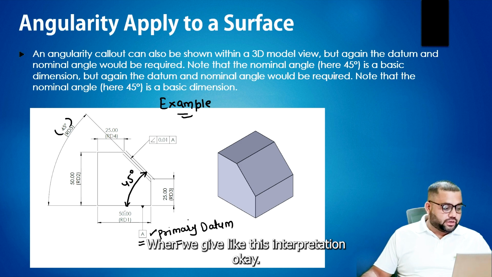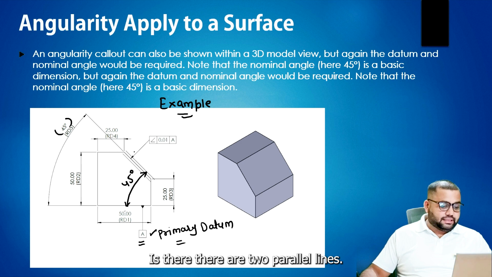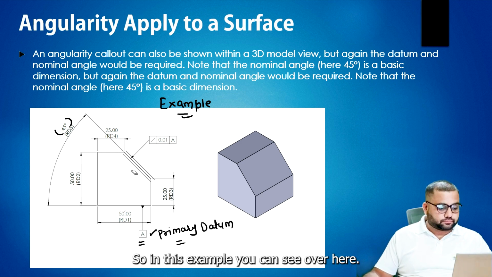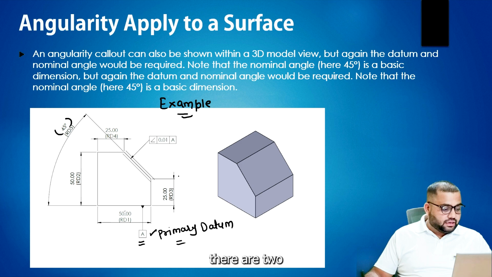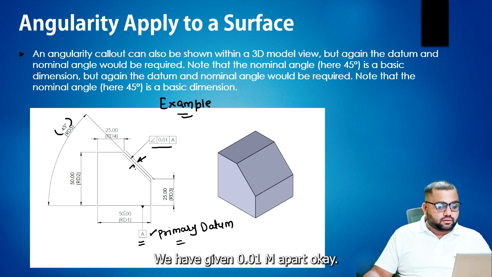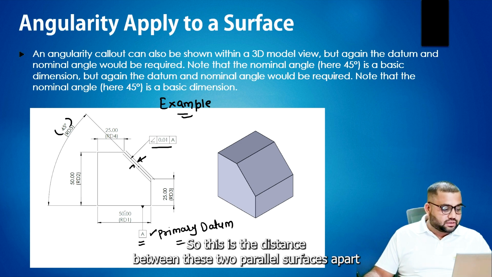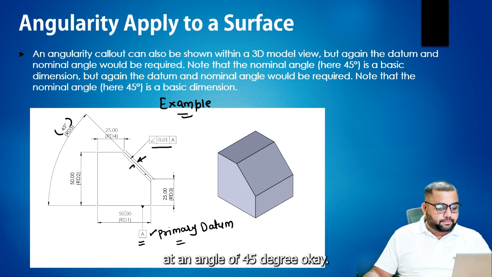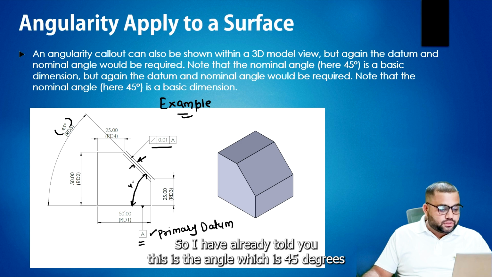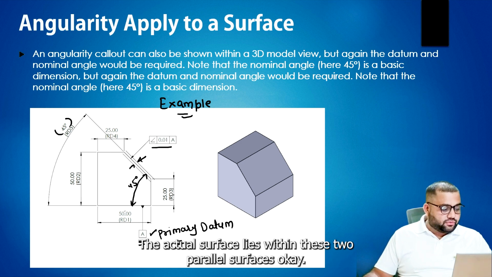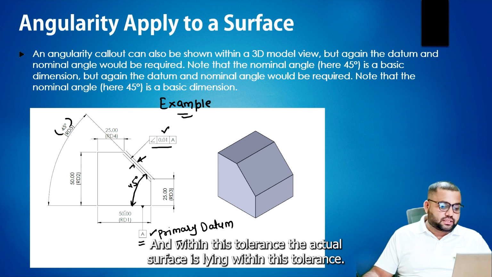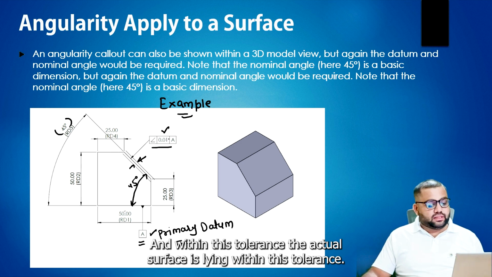Now the interpretation: there are two parallel lines in this example, this parallel line and this parallel line. There are two parallel surfaces which are 0.01 mm apart. So we have given a tolerance of 0.01 mm, the distance between these two parallel surfaces, at a basic angle of 45 degree. The actual surface lies within these two parallel surfaces, within this tolerance.